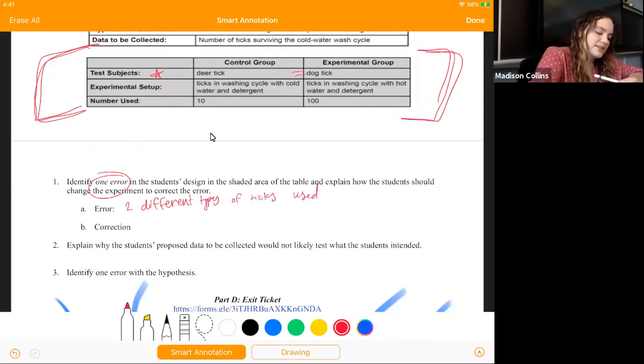And how can we correct that? Well, we should use the same type of tick.